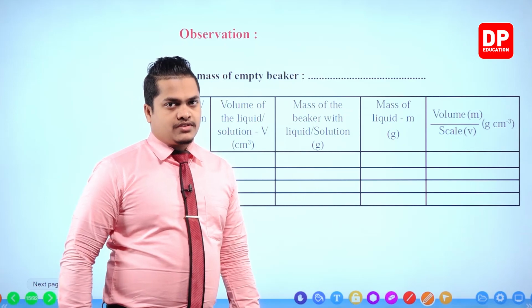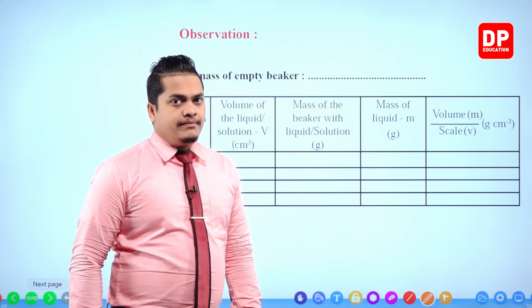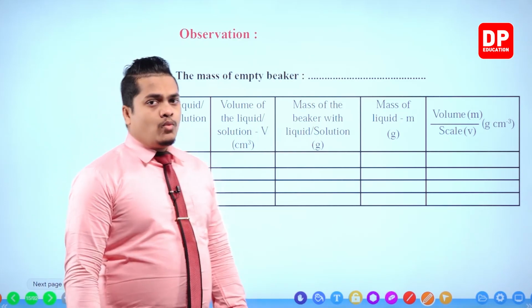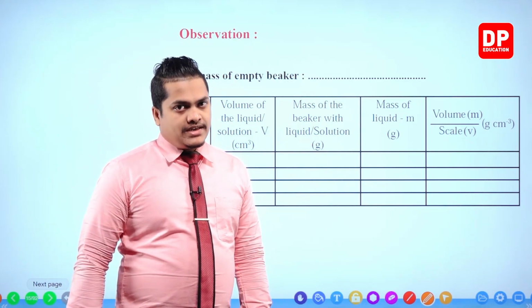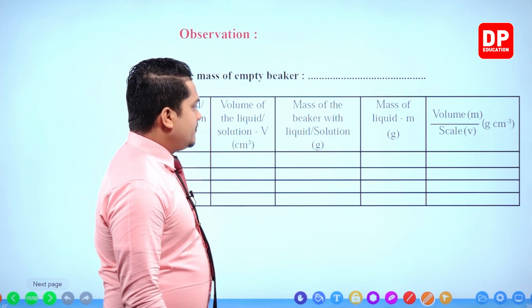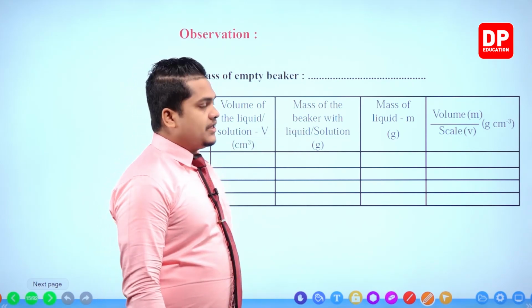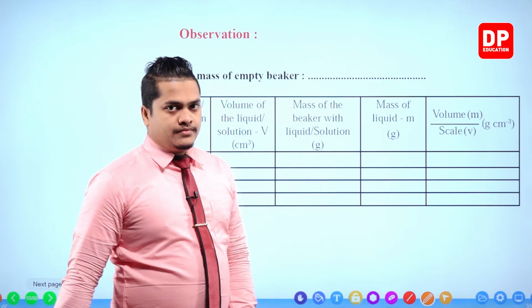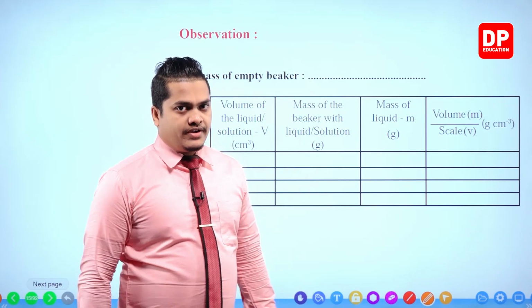You know that the volume is constant. We took 250 milliliters or else 250 cubic centimeters. You know that 1 ml is equal to 1 cubic centimeter. Then the mass of the beaker with the solution. Then the mass of the liquid. By subtracting, you can find that.